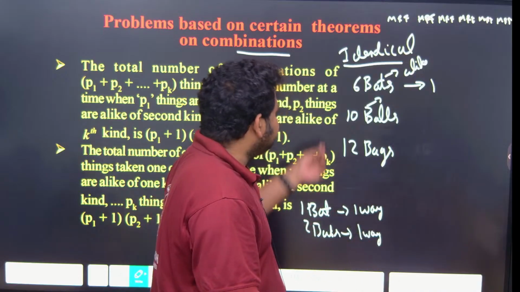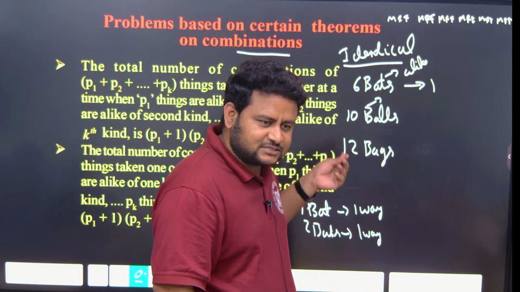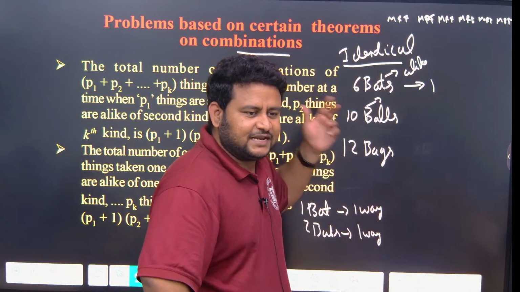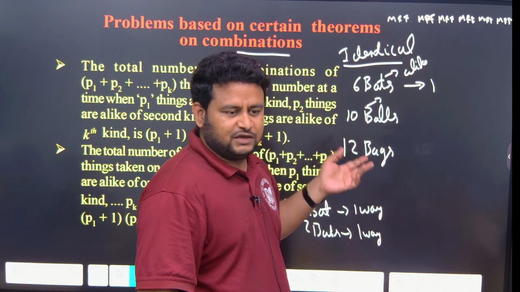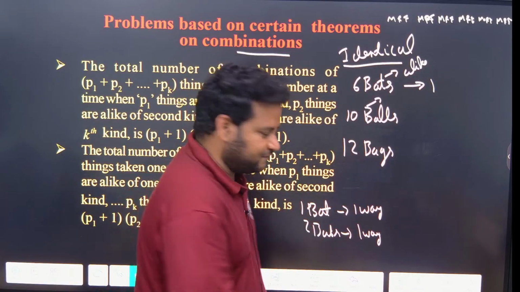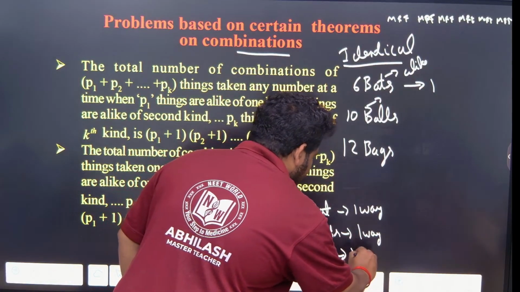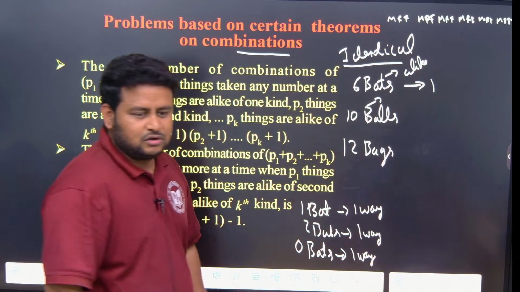Okay. Now if you go and pick 5 bats, how many ways? 1 way. 6 bats, 1 way. If you don't pick any bat, that is also 1 way only. If you pick 0 bats, all are alike, so 0 bats is also 1 way. That is also 1 way only.